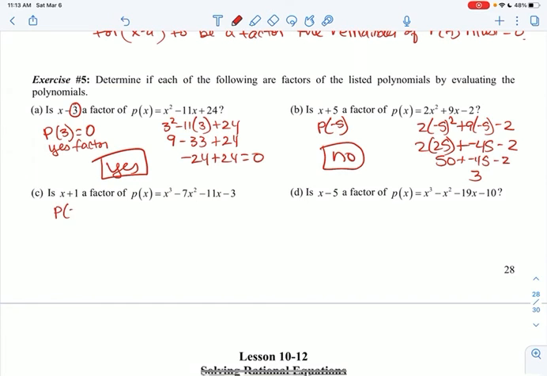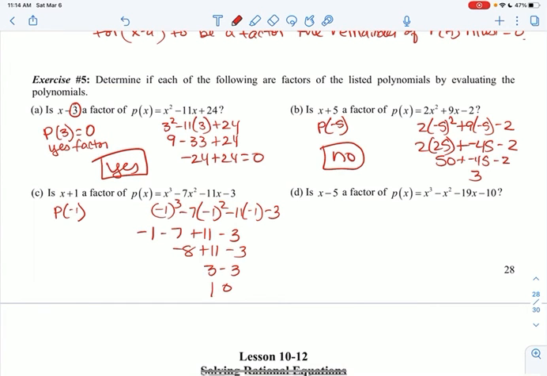So here I'm going to evaluate p of negative 1. So I have negative 1 to the third power minus 7 times negative 1 squared minus 11 times negative 1 minus 3. Well, negative 1 to the third power is still going to stay negative 1. Negative 1 squared is 1, but it's 1 times negative 7. Negative 11 times negative 1 is positive 11. And I'm going to have to work from the left to the right. Negative 1 minus 7 is negative 8. Negative 8 plus 11 is 3. And 3 minus 3 is 0. So yes, this is a factor.